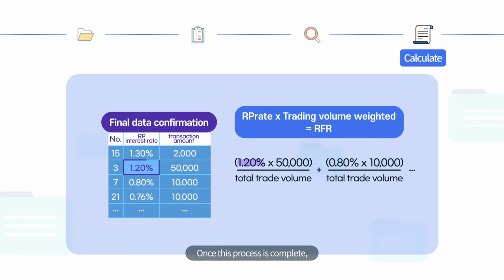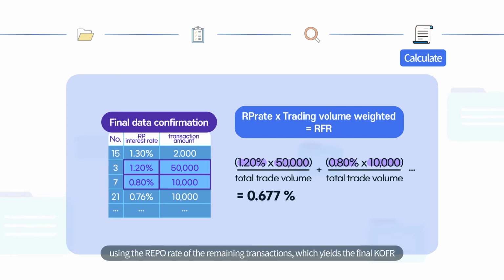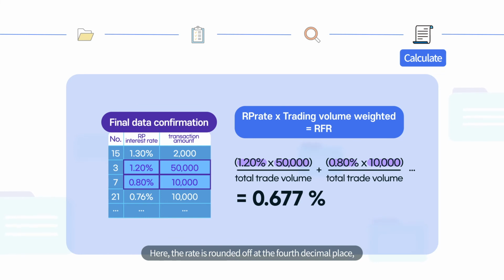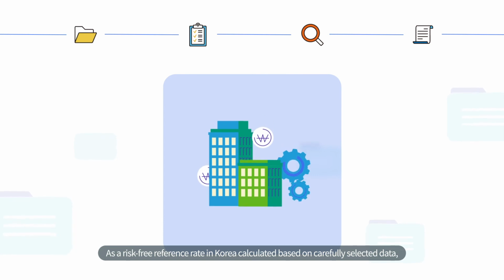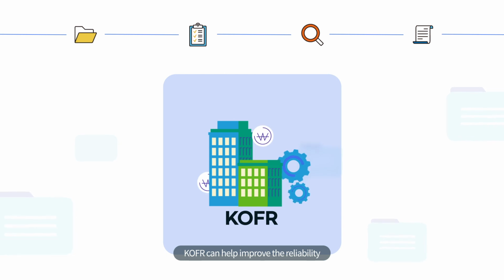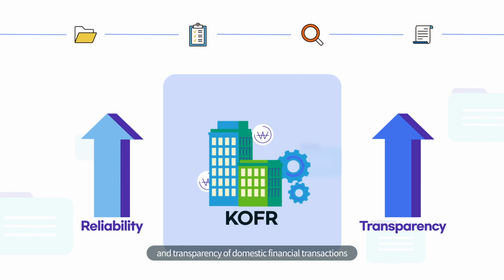Once this process is complete, KSD calculates the weighted average of each transaction amount using the repo rate of the remaining transactions, which yields the final KOFR. Here, the rate is rounded off at the 4th decimal place, and the final KOFR is presented down to the 3rd decimal place. As a risk-free reference rate in Korea, calculated based on carefully selected data, KOFR can help improve the reliability and transparency of domestic financial transactions.